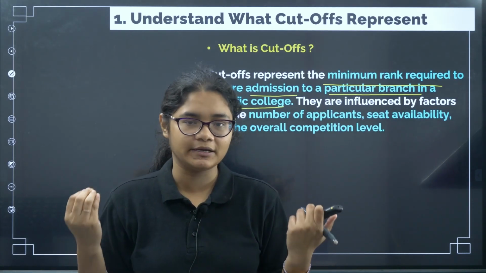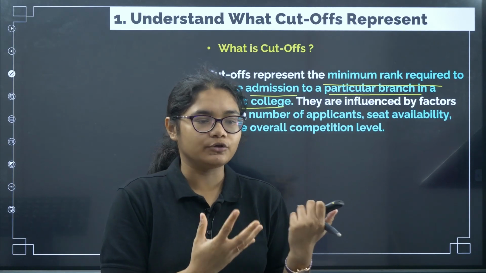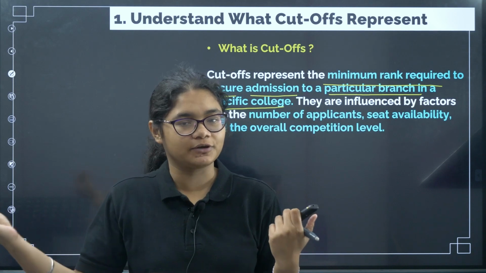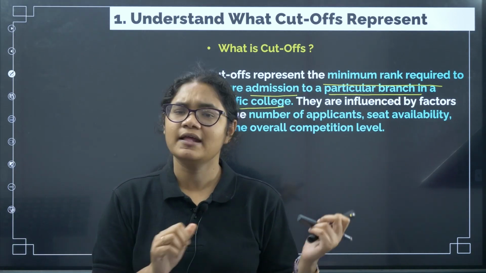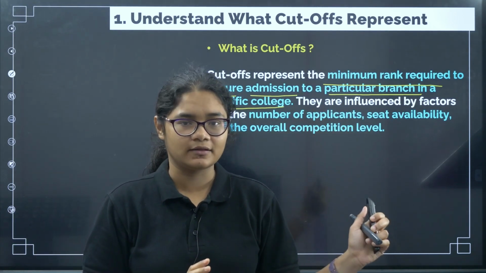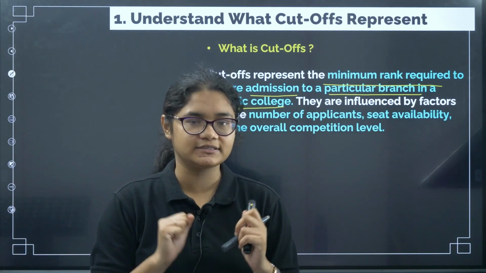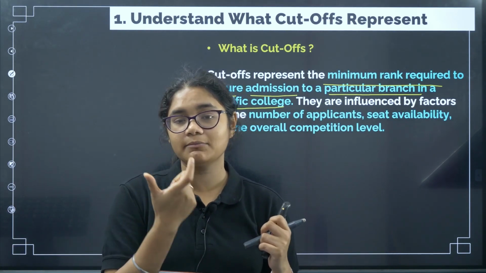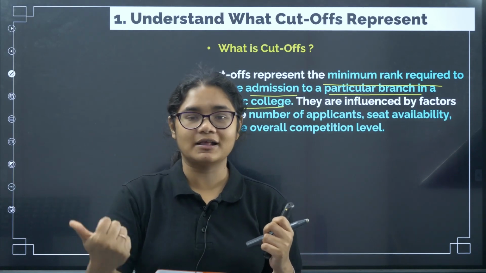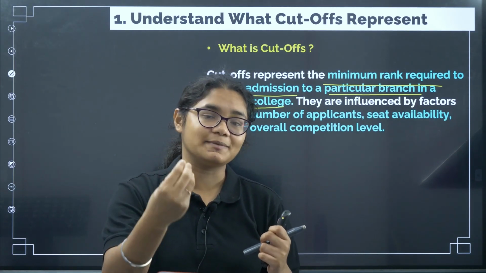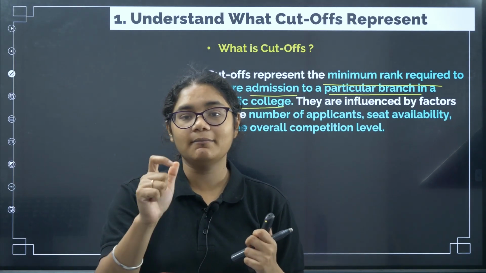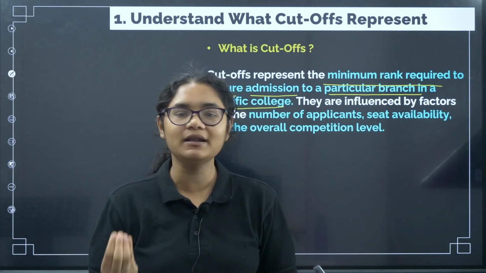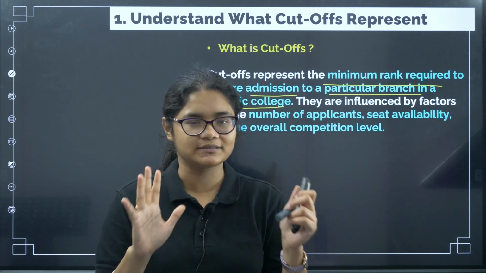To enter a particular college or course, you need some minimum criteria. There are certain eligibility criteria, like you should have completed 12th, and if you are doing engineering, you should have physics, chemistry, maths with this much percentage. These are applicable to all the colleges and courses. Apart from this, you should have a minimum rank to get into a specific college and branch. That rank that you should have to enter a college is nothing but the cutoff. I hope this is very clear.